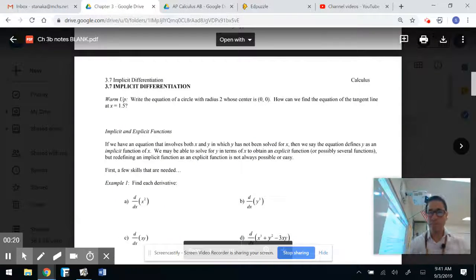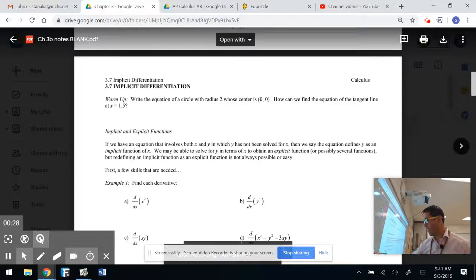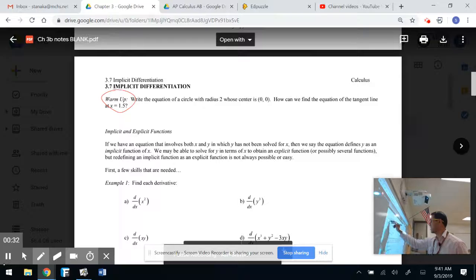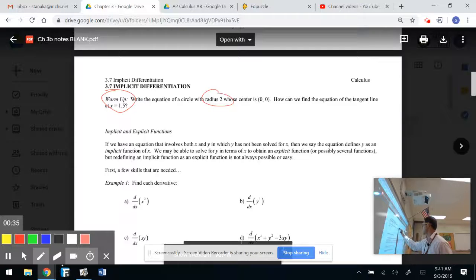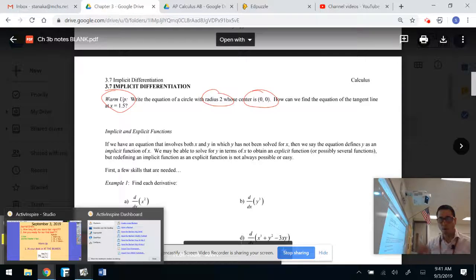What I'd like you to do is try this warm-up, okay? And you're going to have to hit pause really quickly here because this is something, believe it or not, that we should know, okay, class? This warm-up here. So go ahead and hit pause. Take a shot at it. Can you write the equation of a circle with radius 2, center 0, 0? Okay, boom, hit that pause.